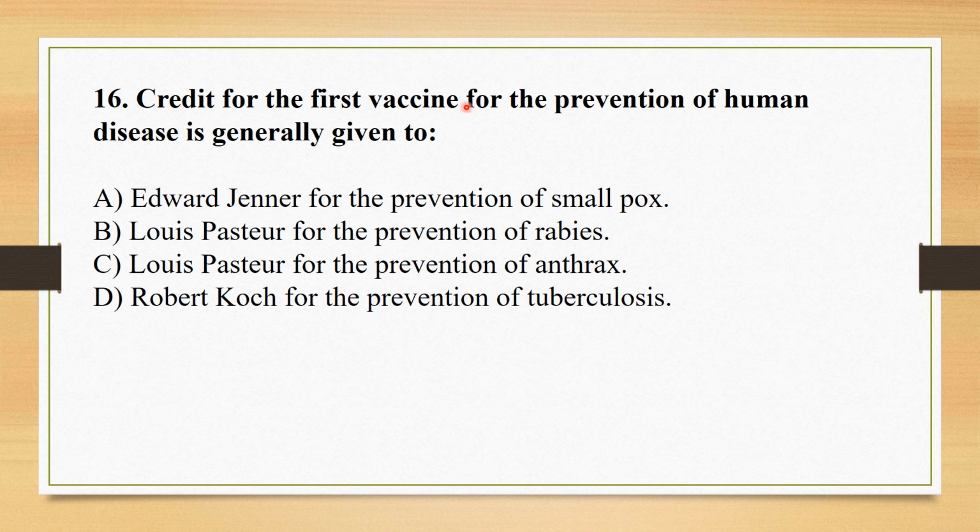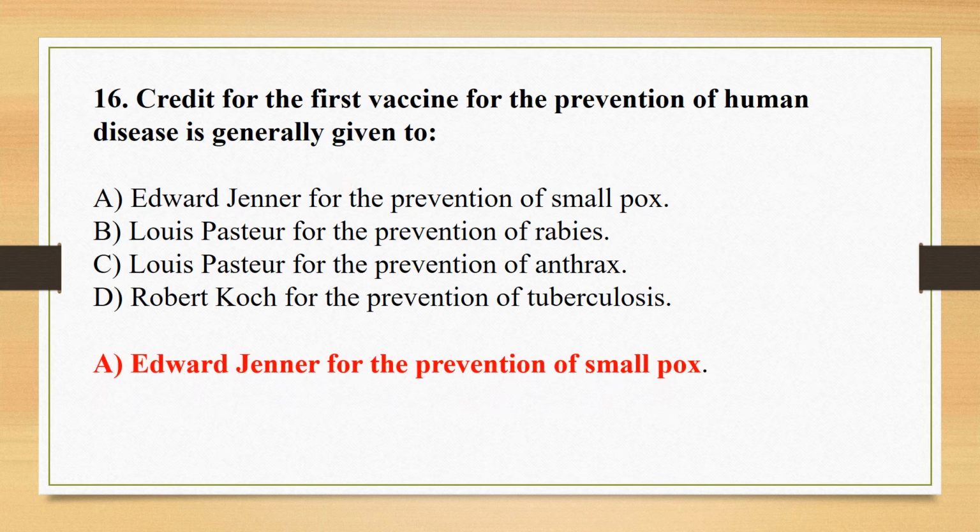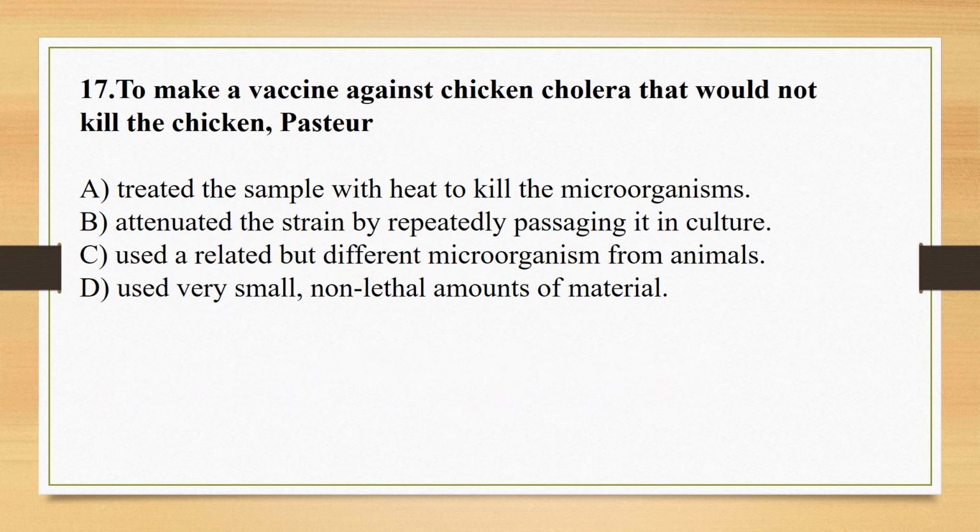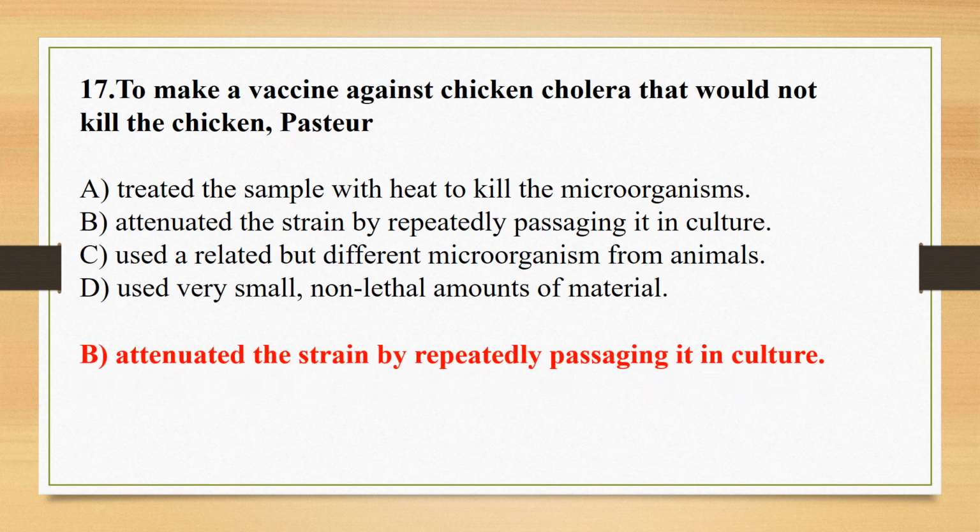Credit for the first vaccine for prevention of human disease is generally given to Edward Jenner for the prevention of smallpox. To make a vaccine against chicken cholera that would not kill the chicken, Pasteur attenuated the strain by repeatedly passaging it in culture.